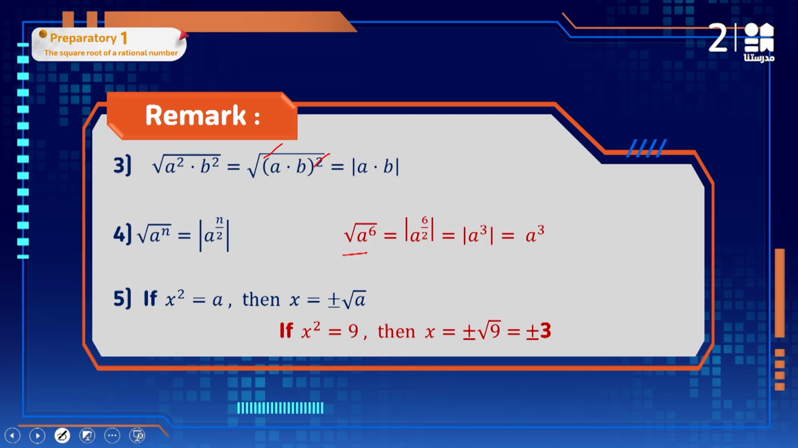Number 5, if x squared equals A, then x equals positive or negative square root of A. Here we have an equation, okay?